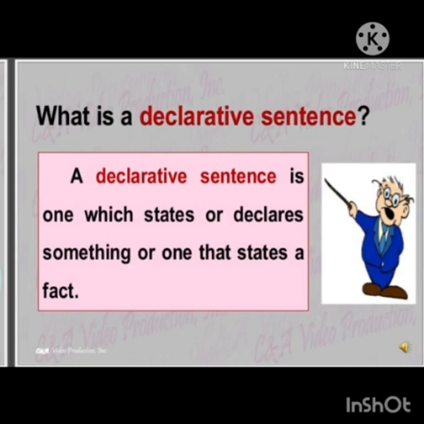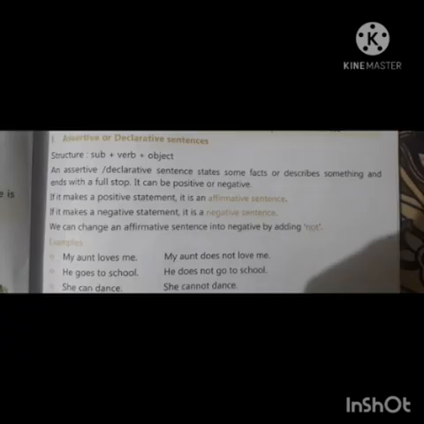Children, it can be positive or negative. If it makes a positive statement, it's an affirmative. And if it makes a negative statement, it is a negative sentence. Children, we can change an affirmative sentence into negative by adding particle not.